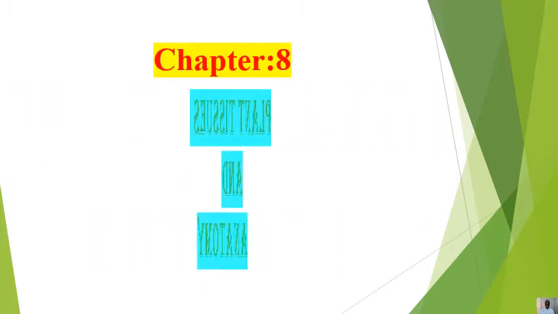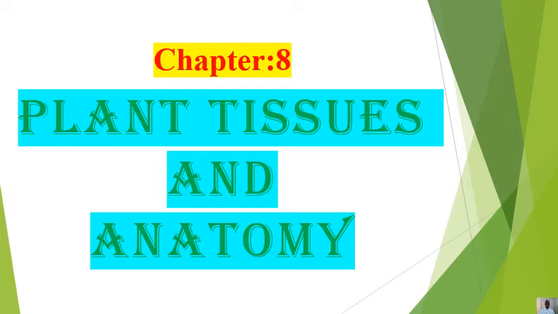Chapter number 8 is titled plant tissues and anatomy. In plant anatomy and tissues, we are going to see the meristematic tissue, the permanent tissue, the tissue systems in plants, as well as, towards the end of the chapter, the anatomy of roots, stem, as well as leaves.